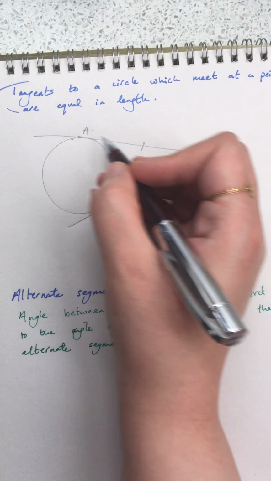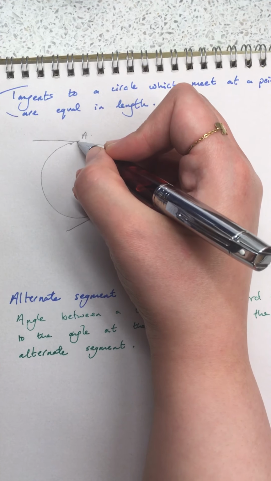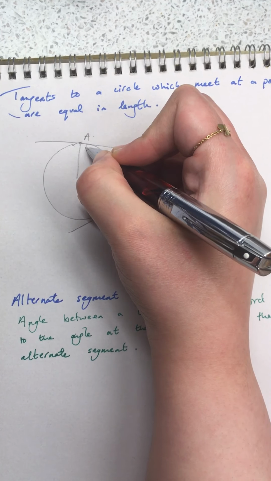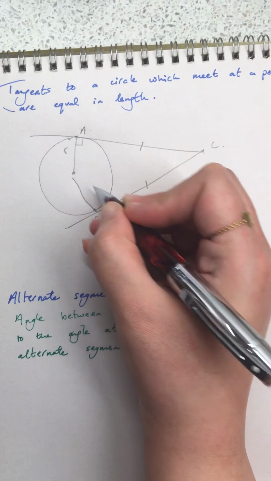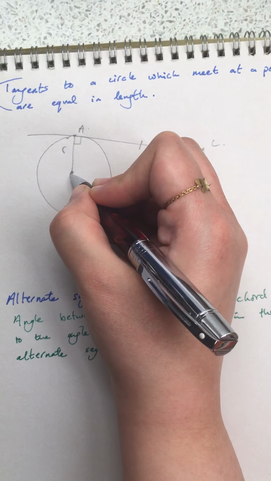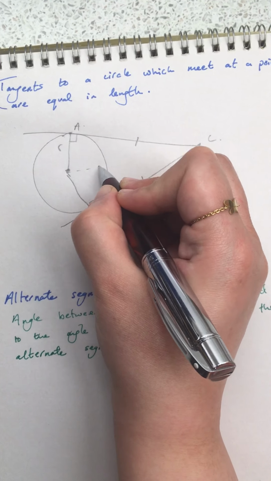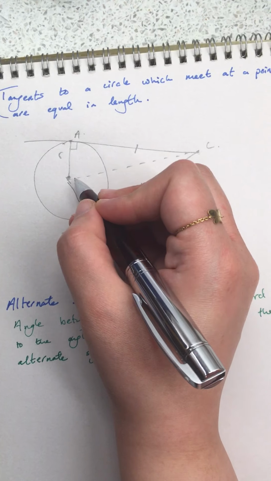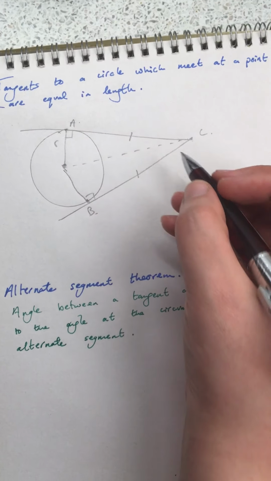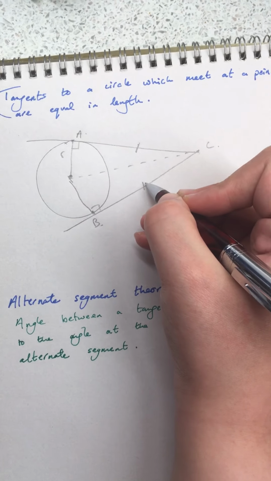Now, if I have a tangent to a circle, that means it makes 90 degrees with the radius. And again here, 90 degrees with the radius. Now notice if I cut it like this, I'll have a right angle triangle on this side and a right angle triangle on this side. Now how can we prove that this is equal to that?